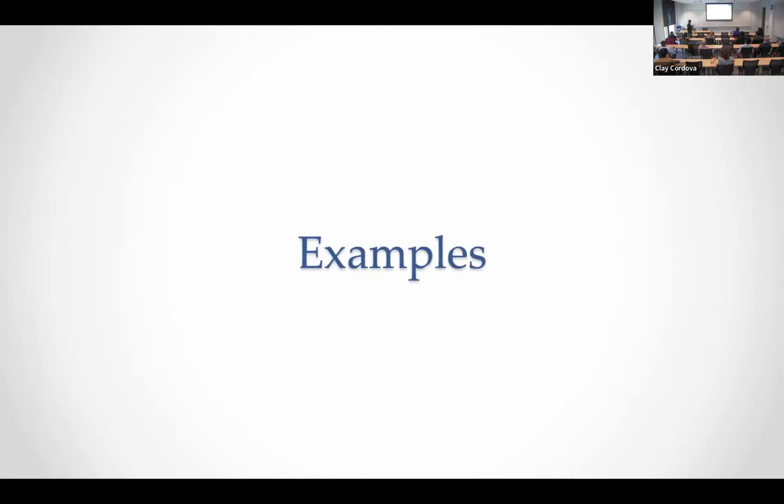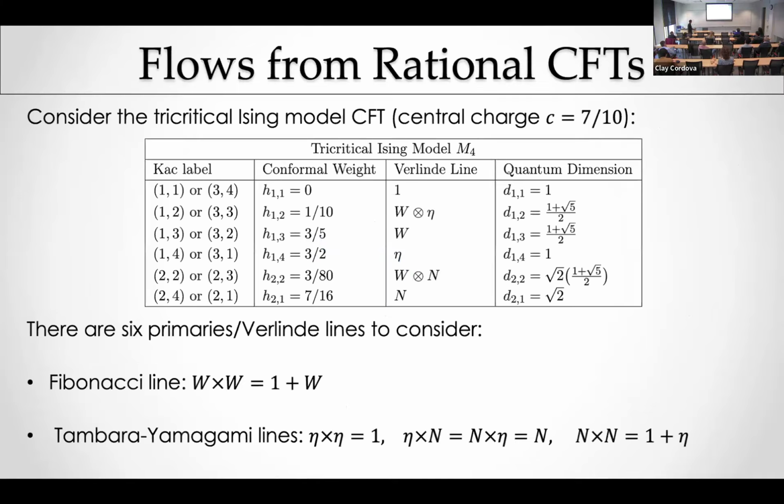Okay, so maybe enough of the abstract nonsense. Let's go back to some real examples where we see this structure. We're going to start with some integrable examples, some flows out of rational CFTs. So let's go to the tricritical Ising model. That's the first interesting example. I flash here the fusion category table for the tricritical Ising model.